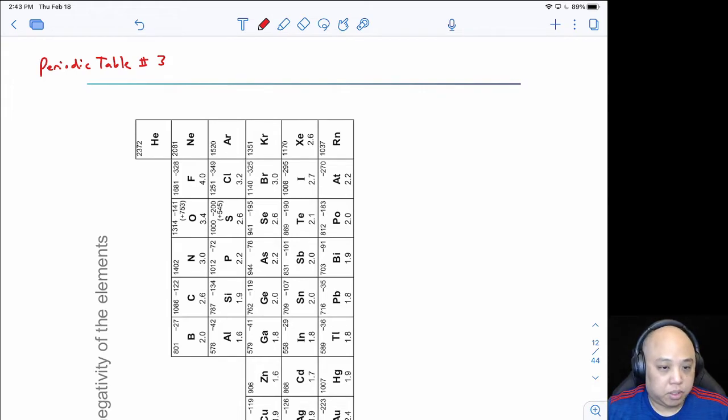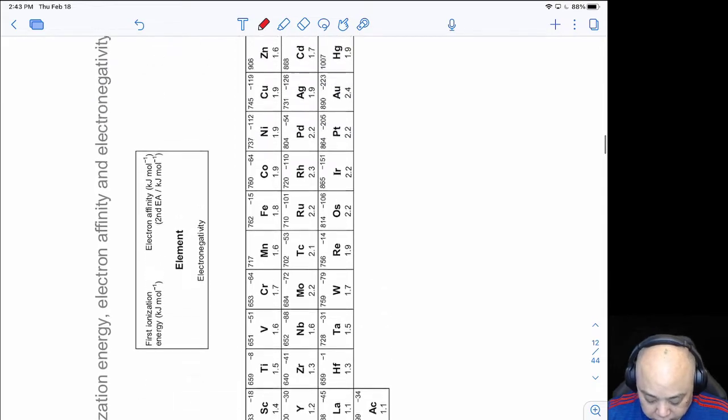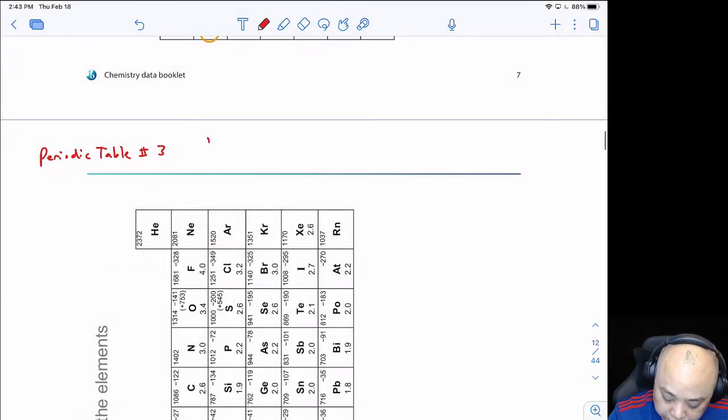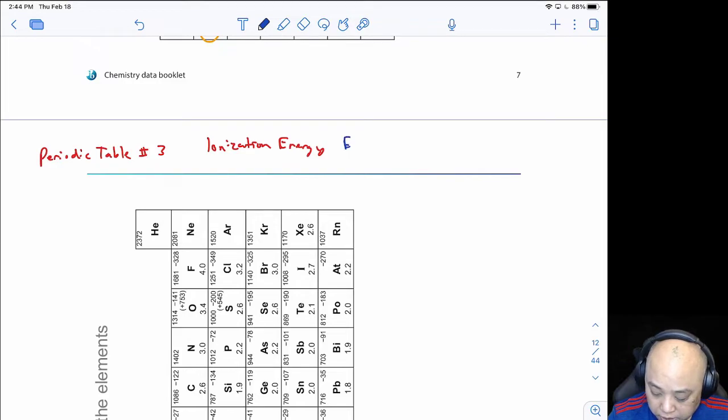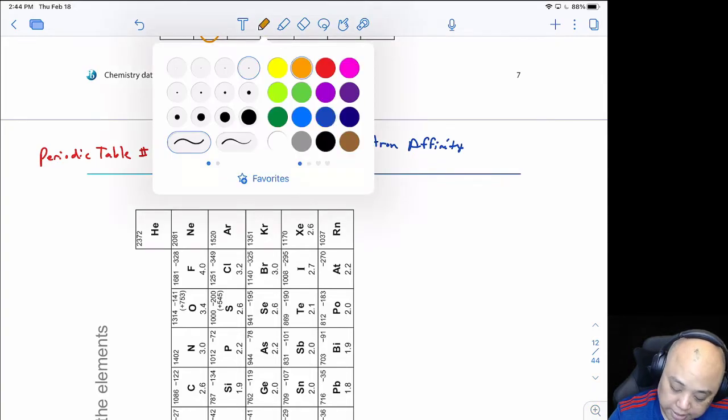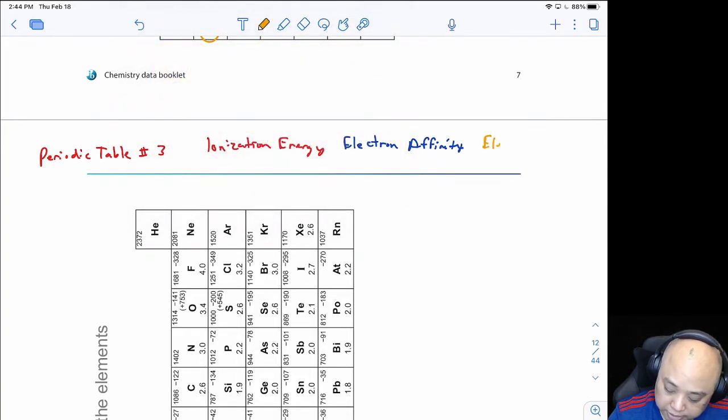Periodic table number 3. Okay. Now this is more the periodic trends one. And so you'll have ionization energy. And I'm changing color here on purpose. Electron affinity for higher level. And then electronegativity is back to standard level.